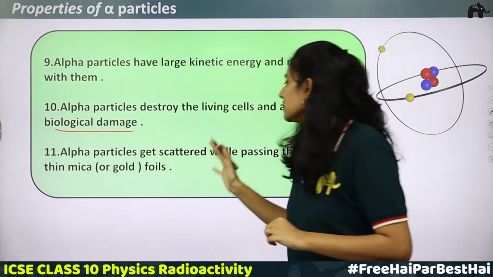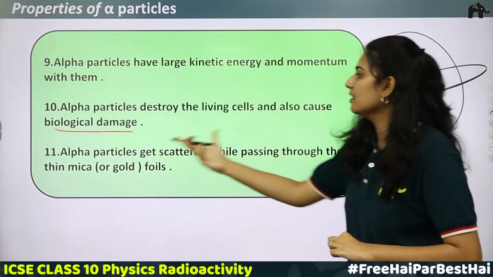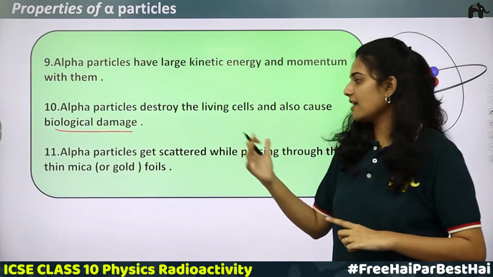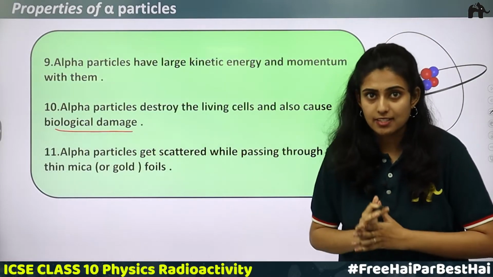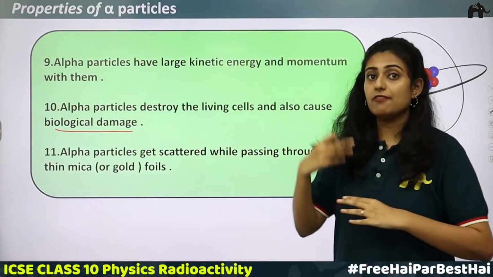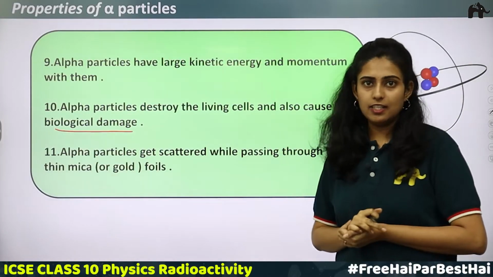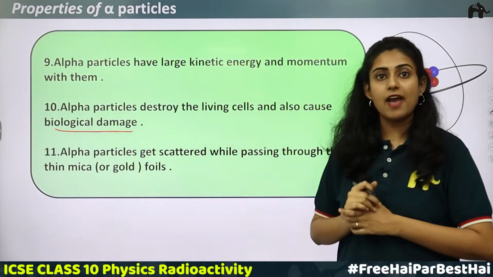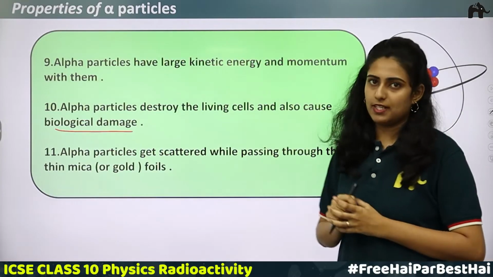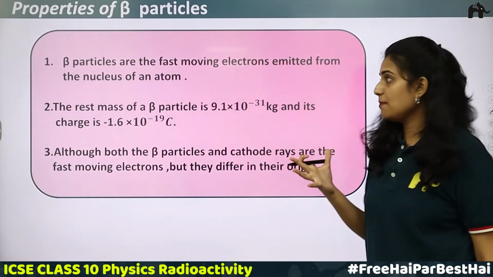Next, alpha particles get scattered while passing through the thin mica or gold foil. We have studied Rutherford's alpha particle scattering experiment in which we understood that alpha particles get scattered. Clear? So, these are the important properties of alpha particles. We have discussed 11 properties. Now, the properties of beta particles.